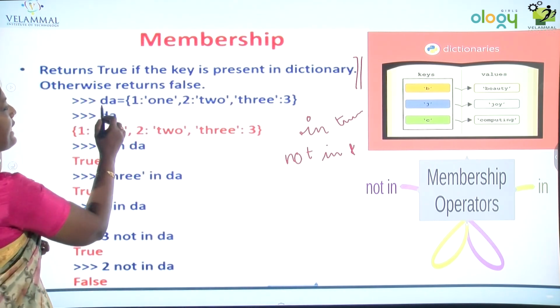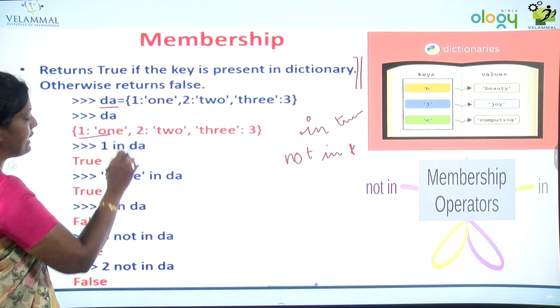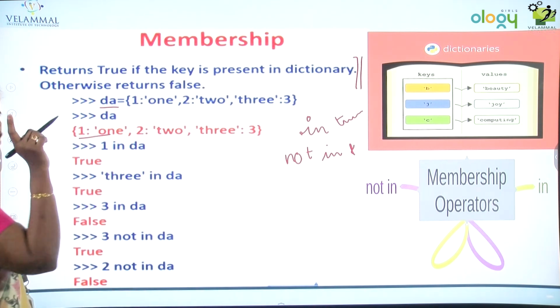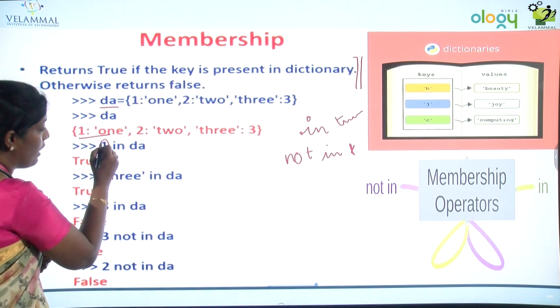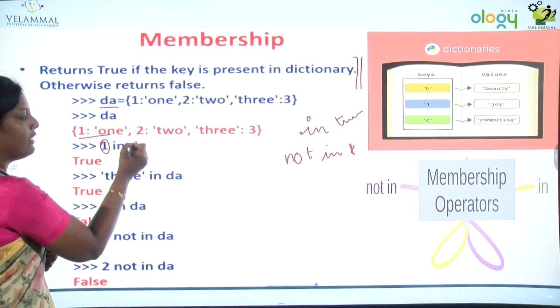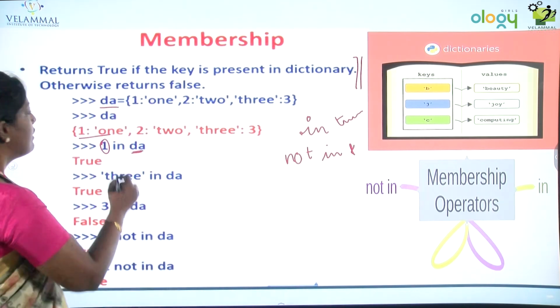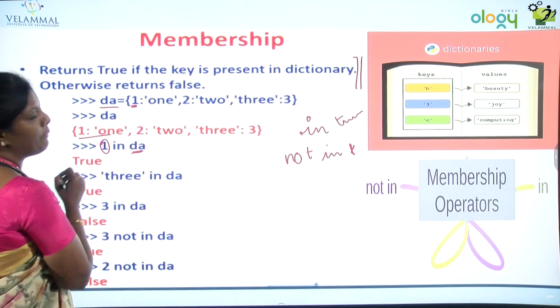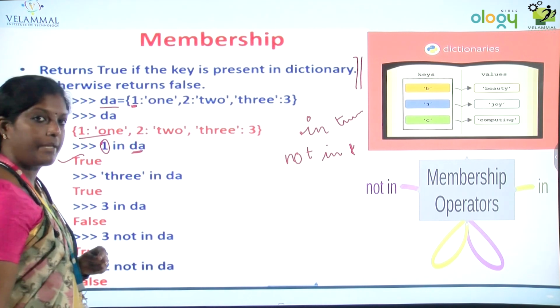Like again, I'm taking DA, right? DA is, I'm printing it and saying, next I'm going to check the membership function. So one key, the key value 1, is it in DA? Is it present in the dictionary called DA? Yes, 1 is available, right? Key element 1 is available, right? So it's true. That's what it's displaying on the screen.